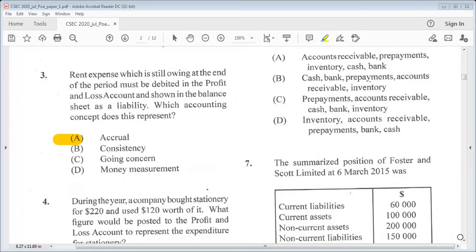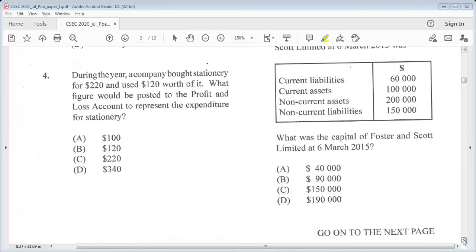Let's go on to number 4. It says, during the year, a company bought stationery for $220 and used $120 worth of it. What figure would be posted to the profit and loss account to represent the expenditure for stationery? A, $100, B, $120, C, $220, D, $340. We know it is the amount that was being used. So that is $120. So that would be posted to the profit and loss. So our answer would be B.